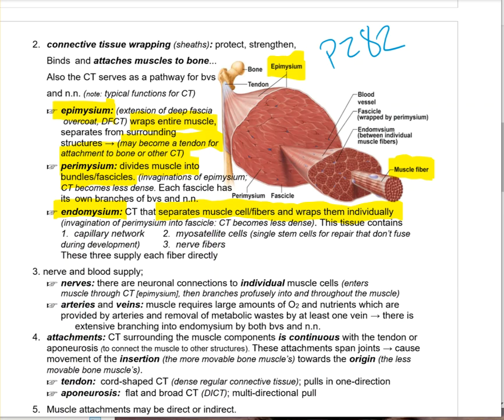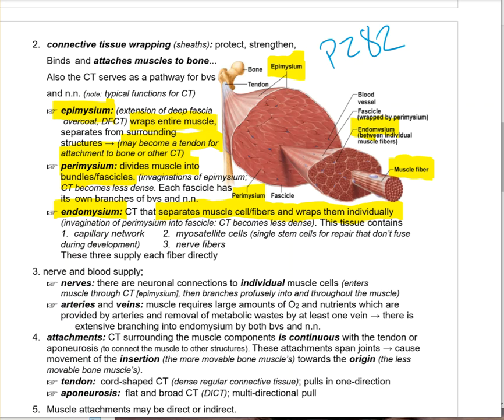This is also an invagination, but of the perimysium. So as we go down, this connective tissue gets a little thinner and less dense, but we have all these wrappings. So we have the epimysium, the perimysium, and the endomysium. Okay, so that's kind of important.